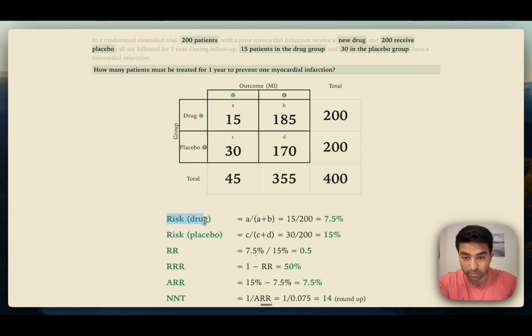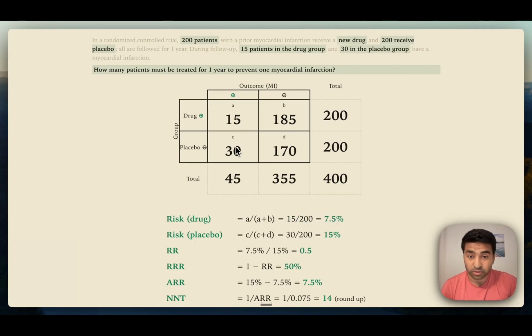First, let's talk about the risk of having an MI on this drug. Oftentimes, if you start doing addition, like A plus B, all of this stuff, it becomes too complicated and it feels like, oh, did I add this? Did I not? Here, since you already know the total, the risk of the drug is really simple. You just divide the number of people that have the MI by the total people in the group. So you have 15 over 200, and that gets you 7.5.